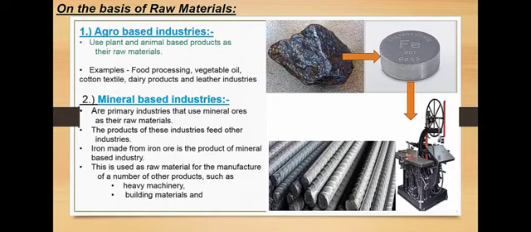If the inputs are plant products and animal products, it is called an agro based industry. And if the input is minerals, for example limestone, copper, aluminium, steel, iron, gold, diamond, etc., these are mineral based industries. If we have a gold jewelry making industry, then it is called a mineral based industry.